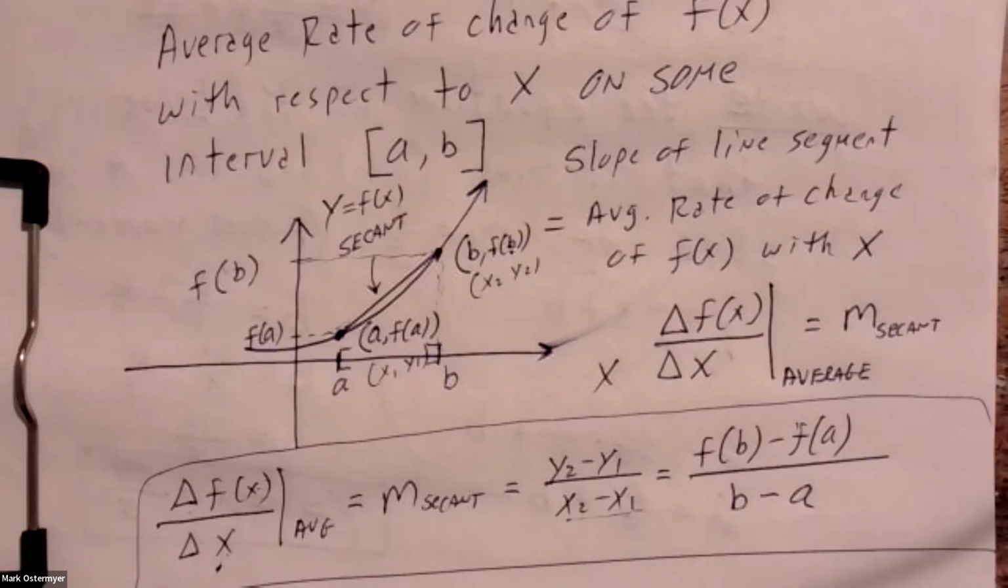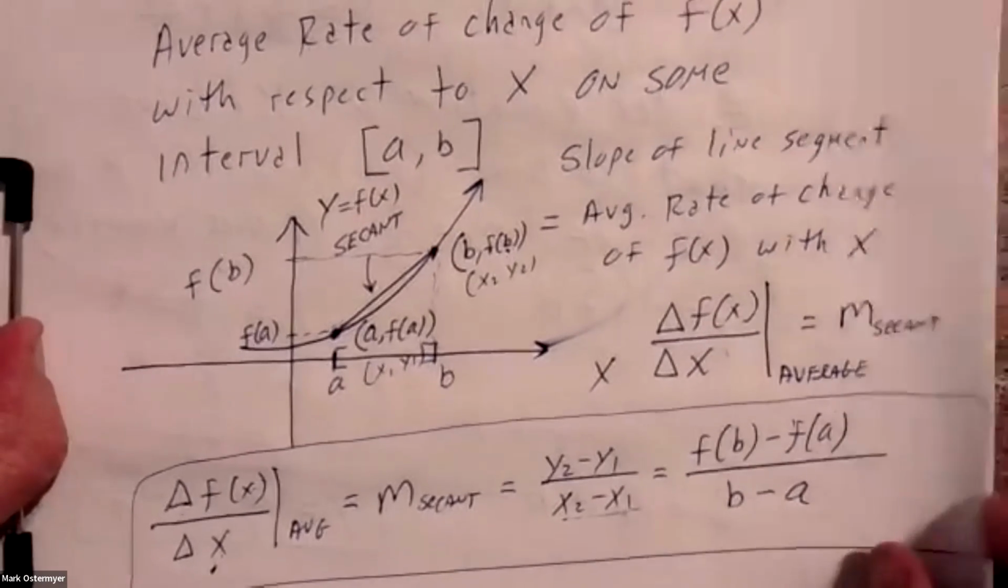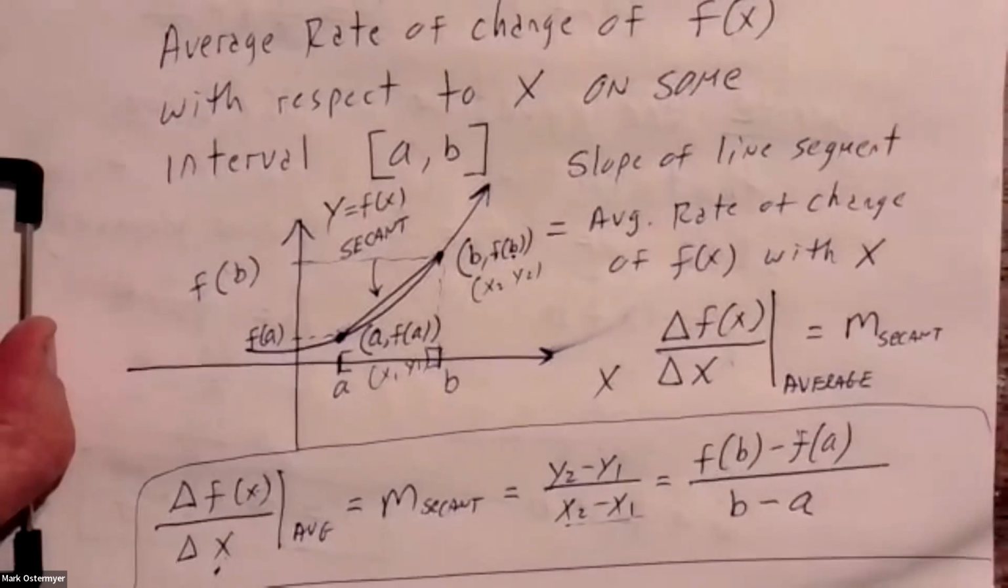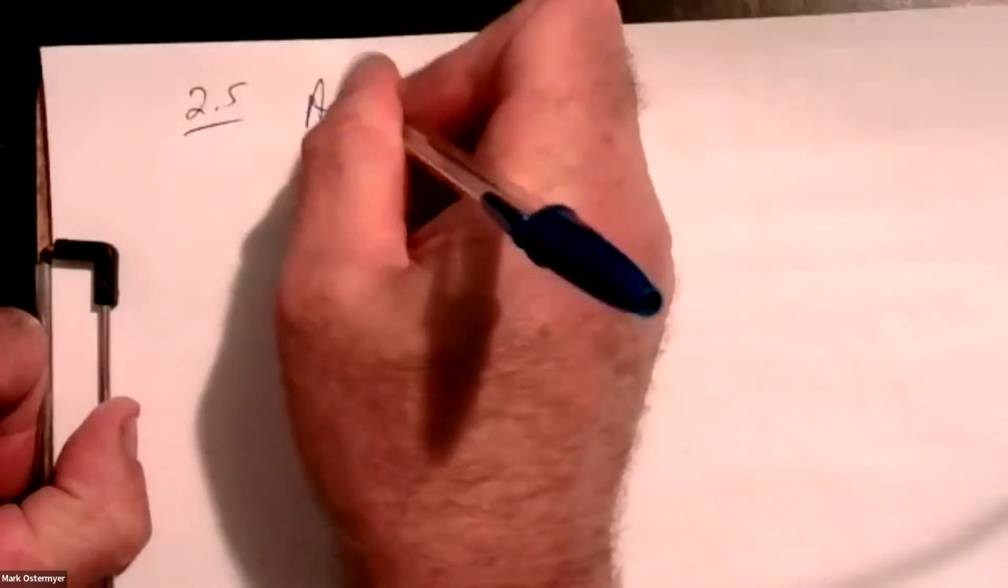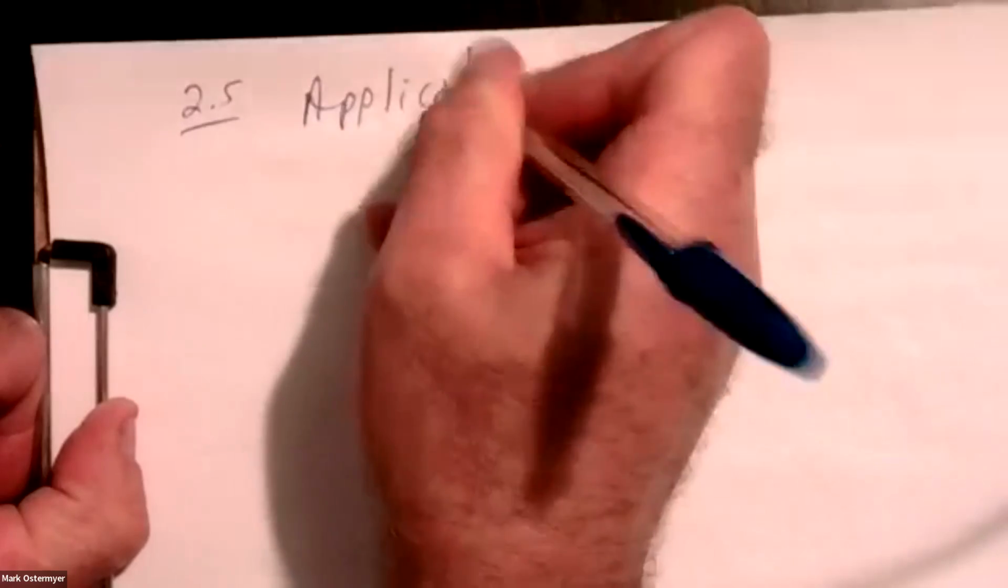So, ladies and gentlemen, the last section this afternoon is going to be section 2.5, where we actually apply linear functions to modeling natural phenomena in the real world. All right, so we're going to put these things to use in 2.5, applications of linear functions.